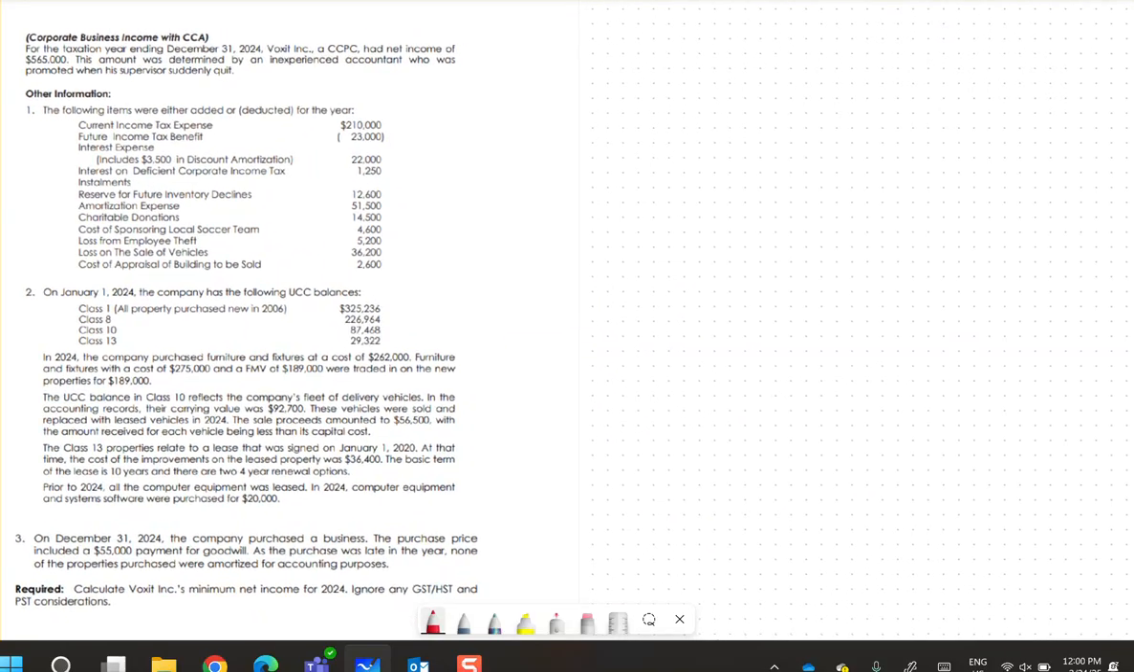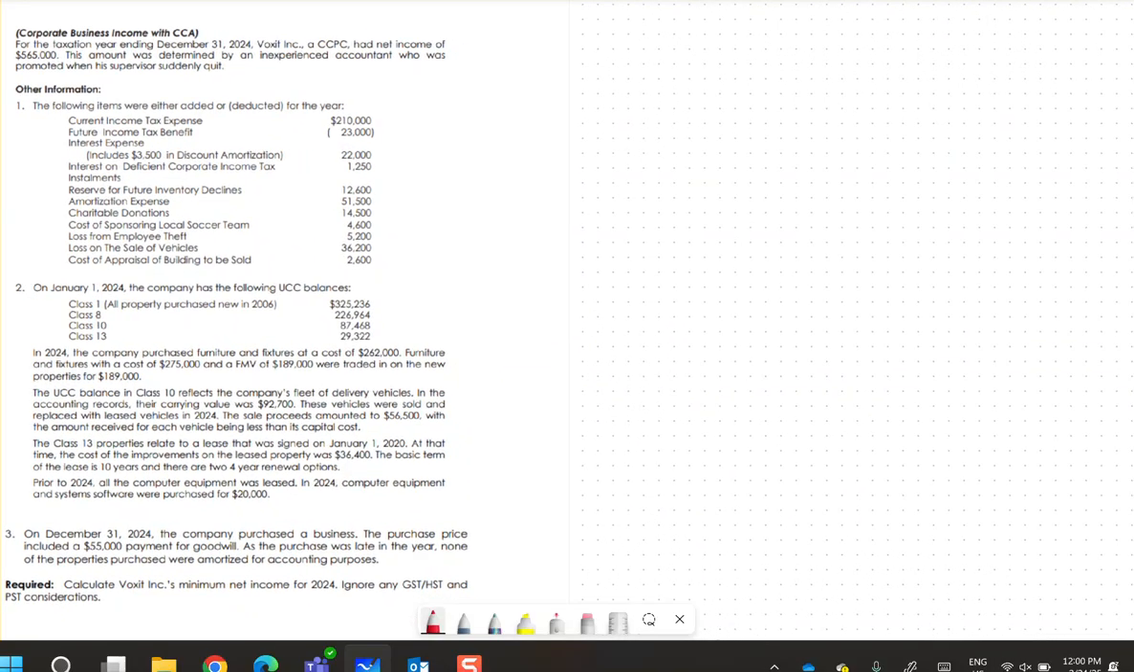Now the next question is a bigger question too. Of course, if it's a bigger question, there's a lot more going on, so we need to work out what's happening with it. It says calculate the minimum net income, ignore any GST and PST. The first thing you're going to do is start with net income. The question told us that for the taxation year ending December 30, 2024, they have a net income of 565. This is the number that we are starting off with.